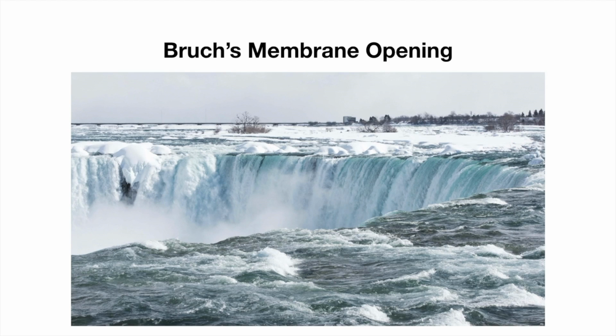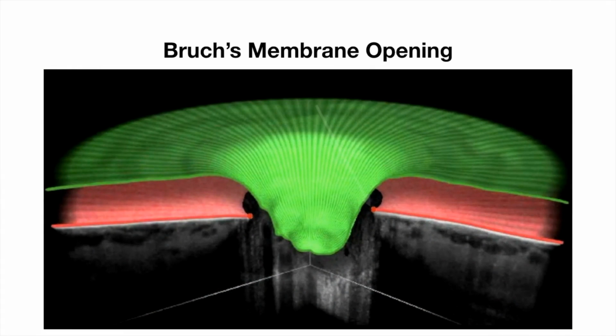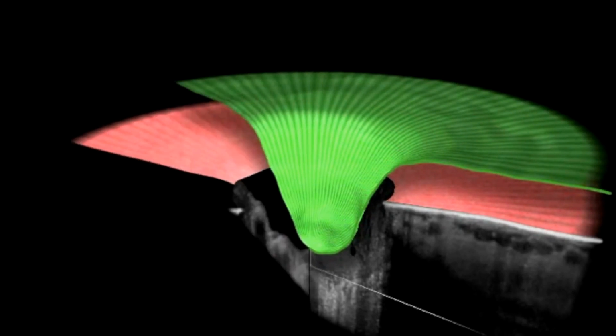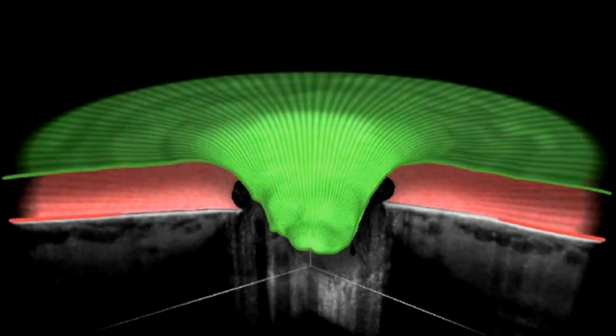Imagine the retinal nerve fiber layer projecting into the disc like water falling into a waterfall, for better understanding of the concept. Let us see a 3D animation of Bruch's membrane opening minimum rim width. The green line first segments the internal limiting membrane. The red line then segments the Bruch's membrane. The red dot implies the Bruch's membrane opening.